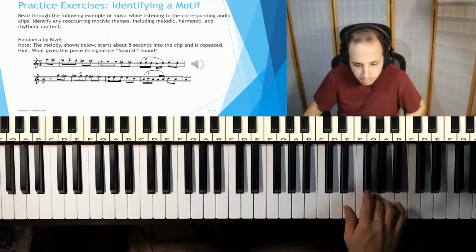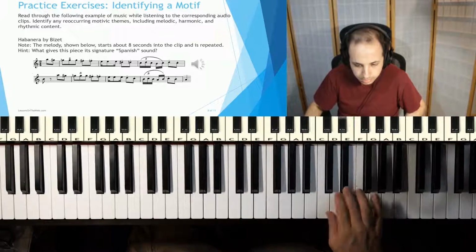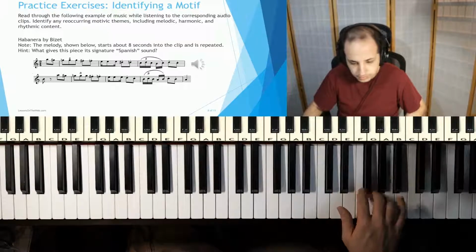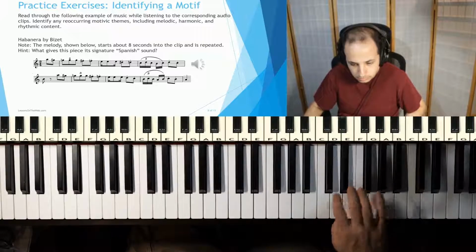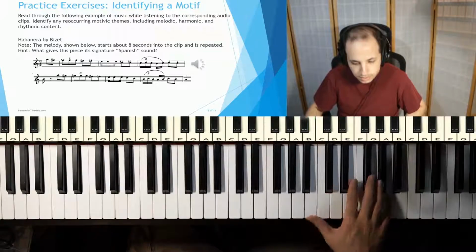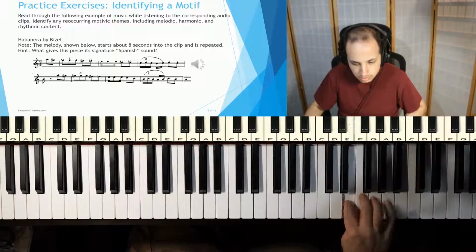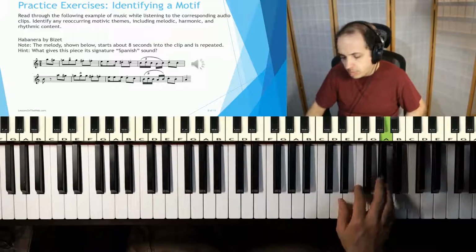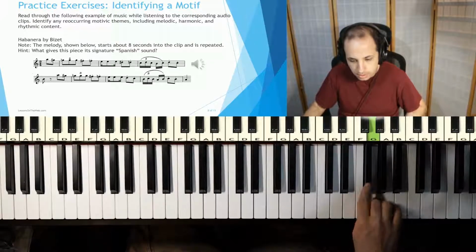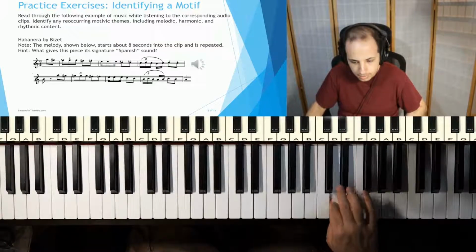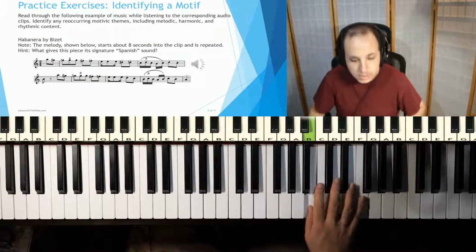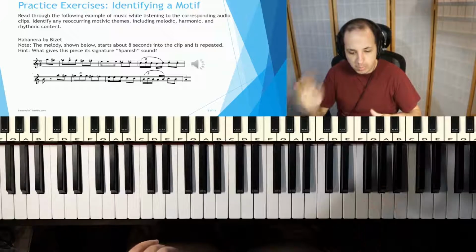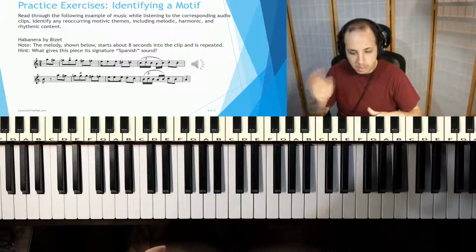So bump, bump, bump, bump, bump. So I would say the pitches, right? You go bum, bum, down chromatically. Like that. So I'd say it's more of a harmonic motive, but even the rhythm, bump, bump, ba da da, bump, bump, bump, ba, ba, ba, ba.